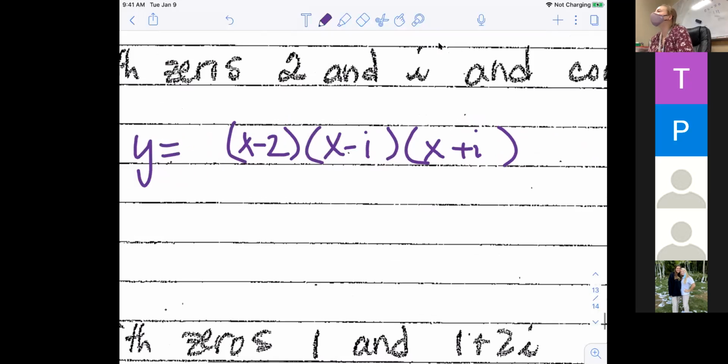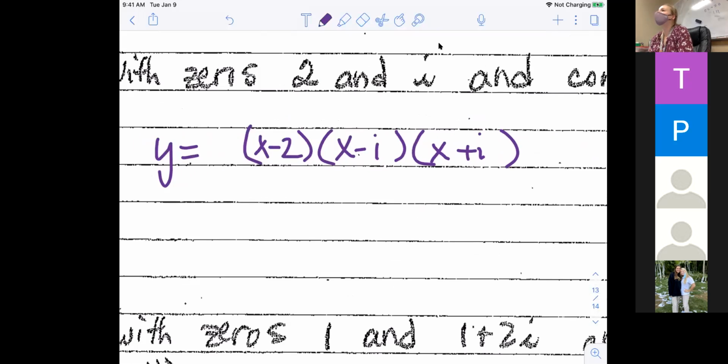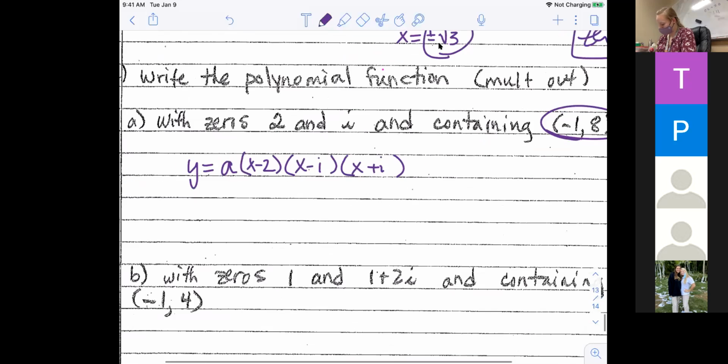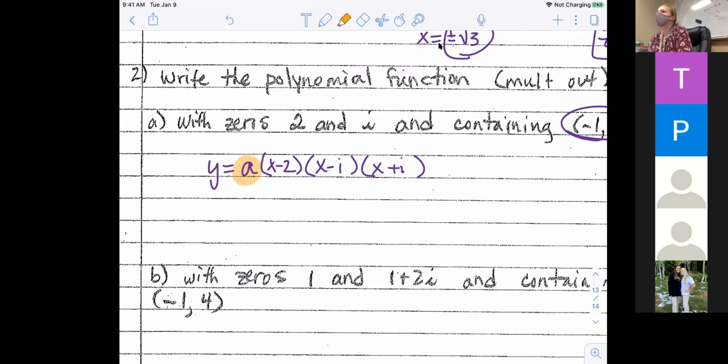Okay, the only thing is, since I gave you a point, I gave you an x and a y, we have to find an a coefficient out front. We're going to plug in our -1 for all my x's and my 8 for all my y's. And then I'm going to find the variable I'm solving for will be that a. Very much like vertex form, but the polynomial form is I just do the zeros and I put an a out front. Everyone okay with that? All right, let's start plugging.